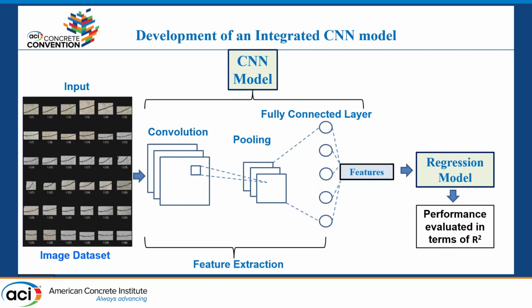These images will be input into the CNN model. The CNN model will extract the features from these images. These features were input into the regression model for crack depth prediction. The performance of the model was evaluated in terms of R-square value.